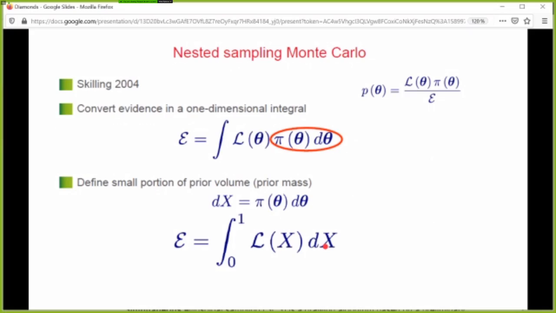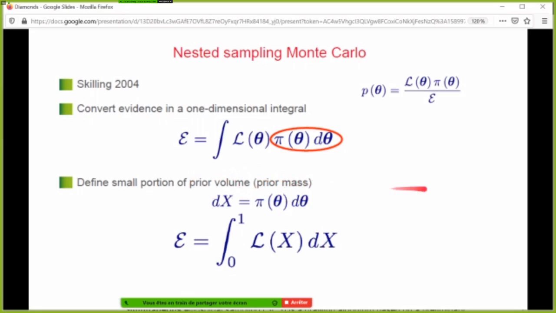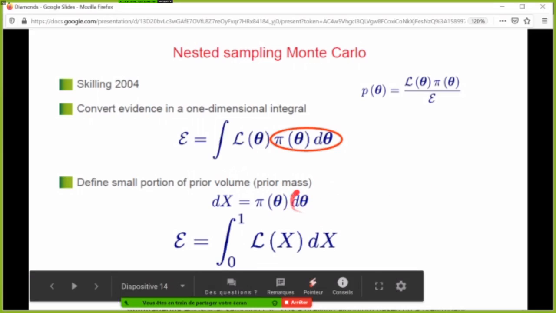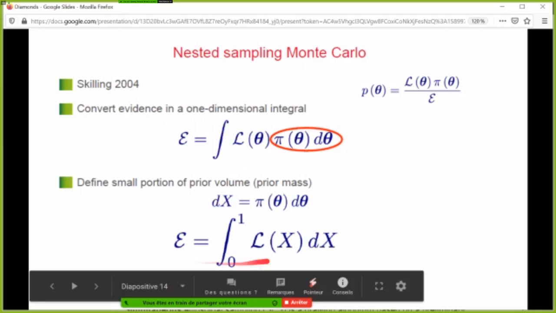All the power of this approach is that it converts, by a variable change, the integral on the evidence into a one-dimensional integral. To do that, it introduced the concept of prior volume or prior mass, which is the prior multiplied by the infinitesimal volume in the parameter space. And doing that, we get this integral that we are going to look at solving.